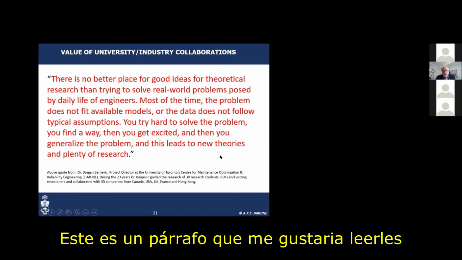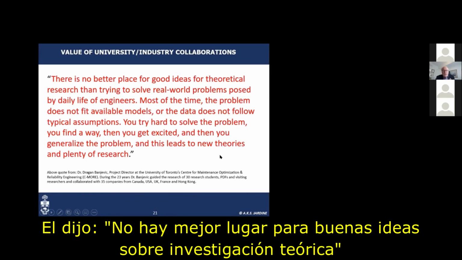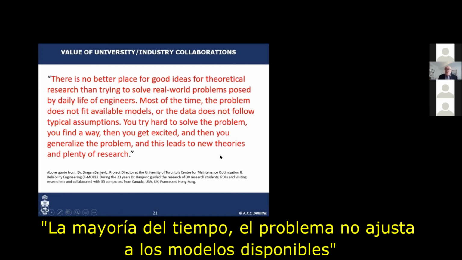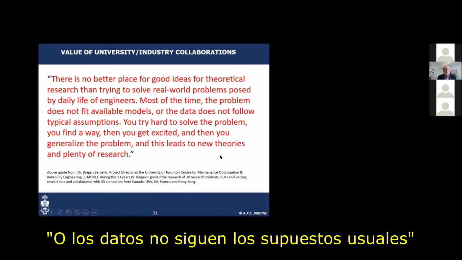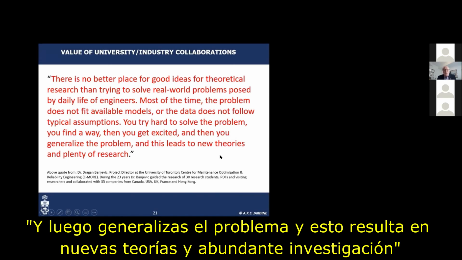And this is a quote I'd like to just read to you. It's from my project director, Dr. Dragan Banjevic. She said, "There's no better place for good ideas for theoretical research than trying to solve real world problems posed by the daily life of engineers. Most of the time, the problem does not fit available models, or the data does not follow typical assumptions. You try hard to solve the problem. You find a way. Then you get excited. And then you generalize the problem. And this leads to new theories and plenty of research."